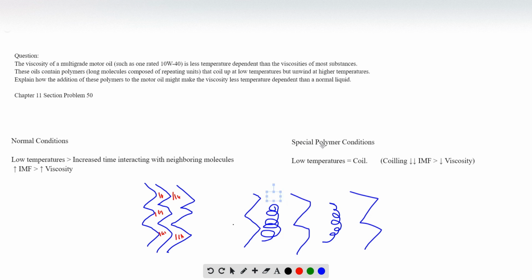And what's even better is if these coiling events are a reversible reaction, which is what it describes in the problem. So if they then unwind at higher temperatures, then they'll be able to flow normally. So it's a reversible reaction.